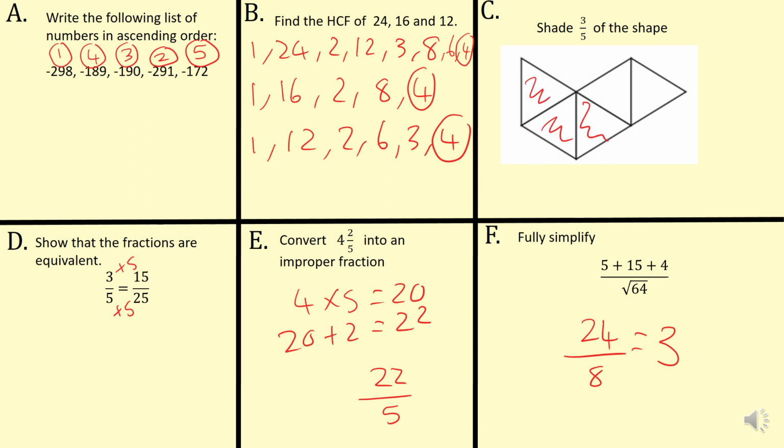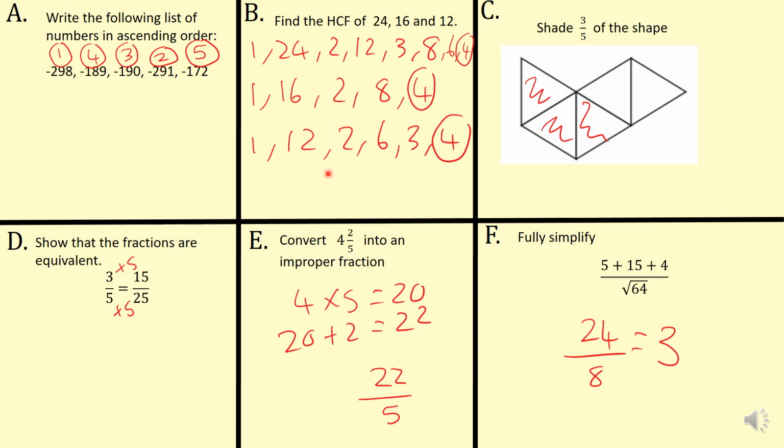Here you can see all the answers for the starter. Make sure you mark it, record your score out of 6 and email it to your class teacher. I'm quickly going to go through the answers as well. You know how to do the first one. Just make sure you know ascending order means listed from smallest to biggest.